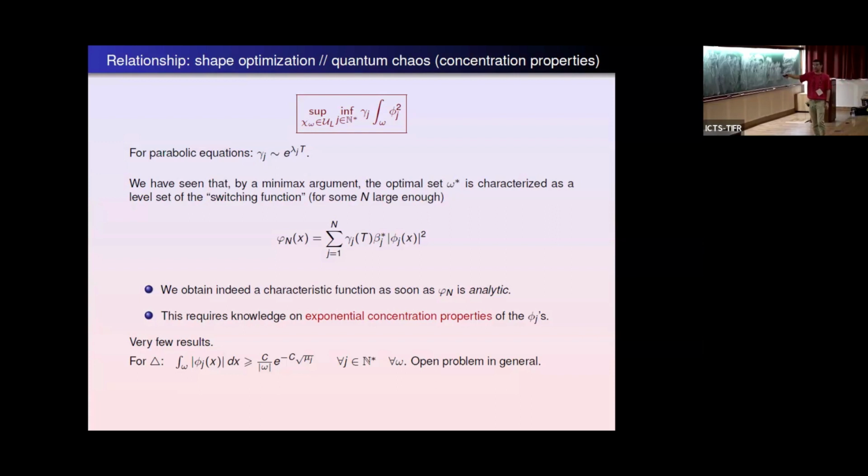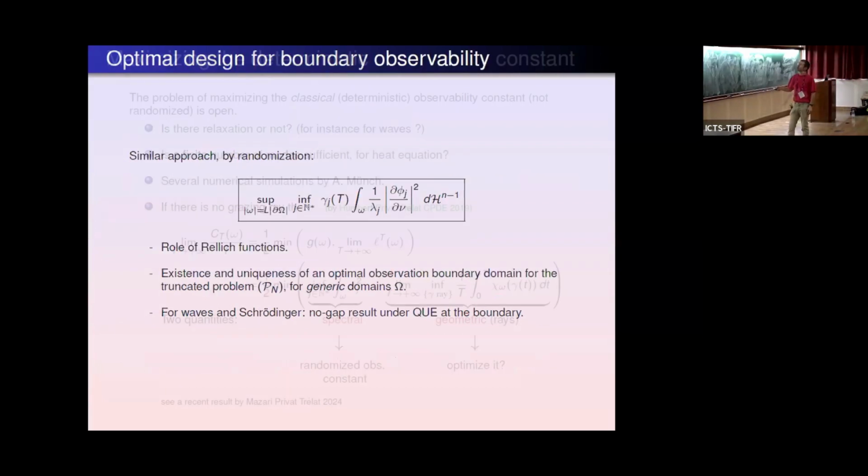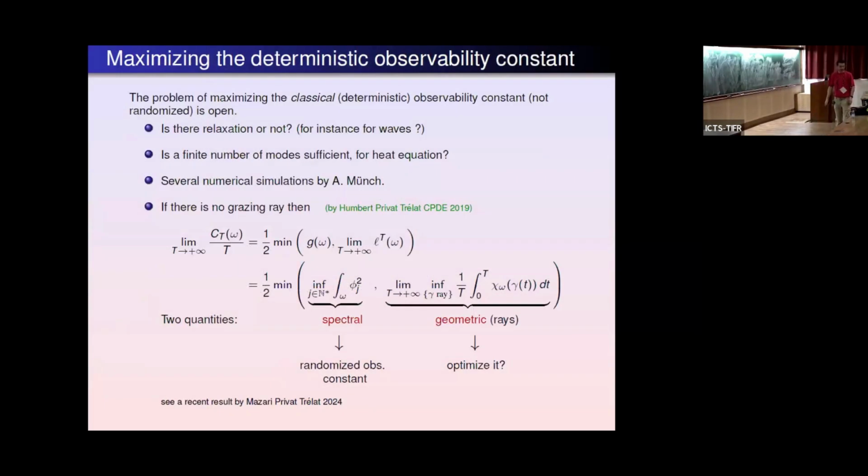But it's difficult. This kind of result is difficult because it has to be uniform with respect to all measurable subsets. So it's a difficult open problem. And finally, let me give you maybe two or three other open problems.